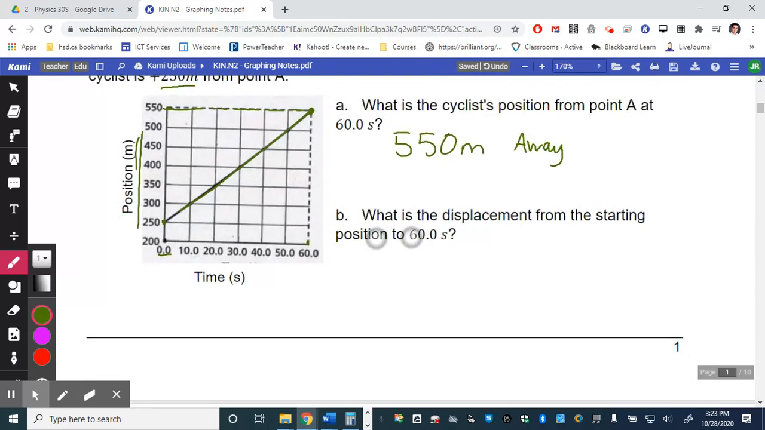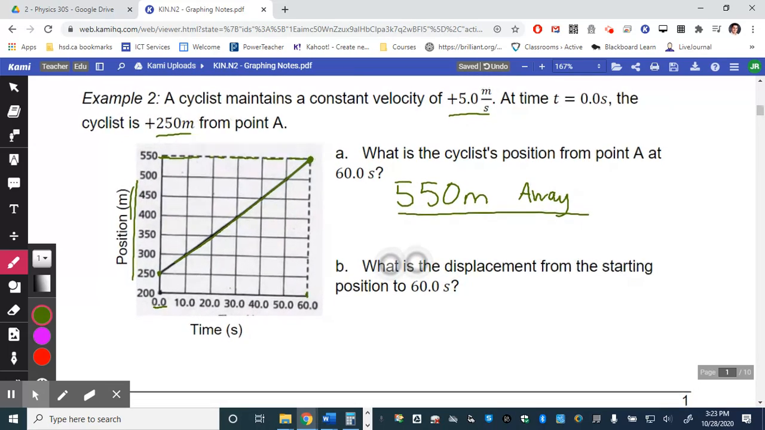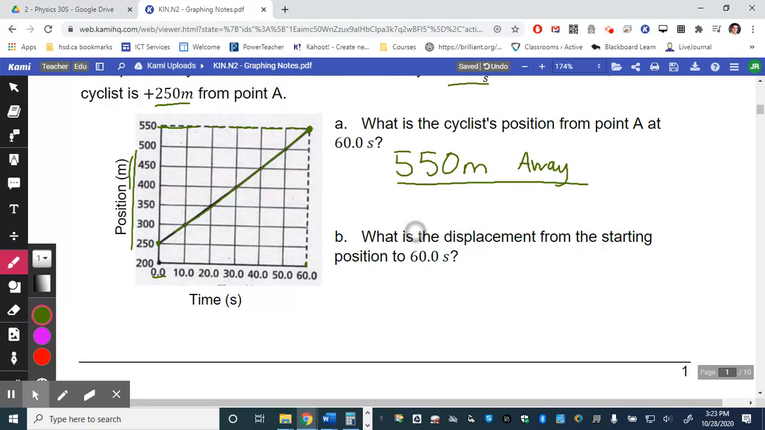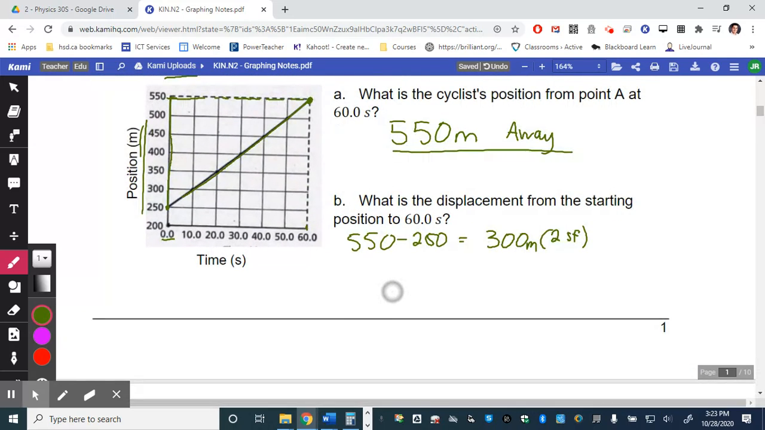What is the displacement from the starting position to 60 seconds? Well, he's 550 meters away from point A, but his displacement over the 60 seconds was this distance. He started at 250, now he's at 550. So his displacement would be 550 minus 250. If you get your calculator out, you probably need it for this one. You get a total of 300, two sig figs. 300 meters is his displacement. Displacement is how much it changed.